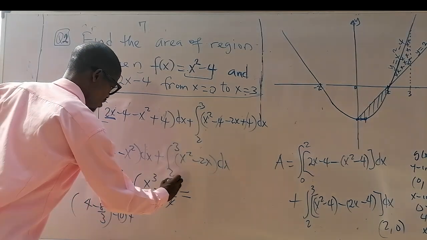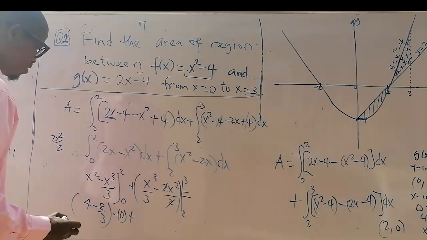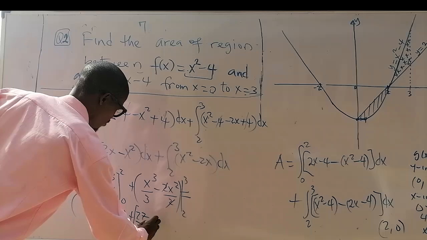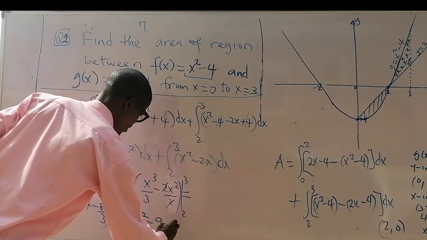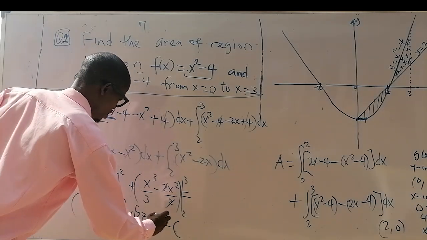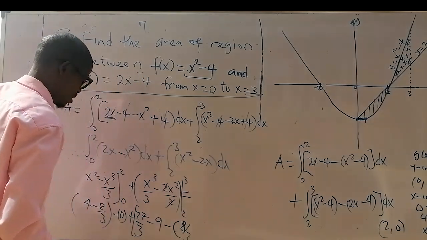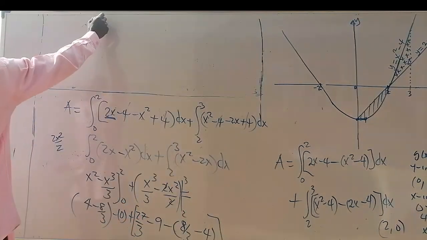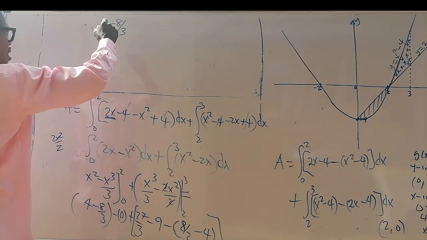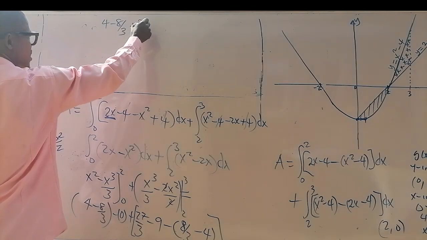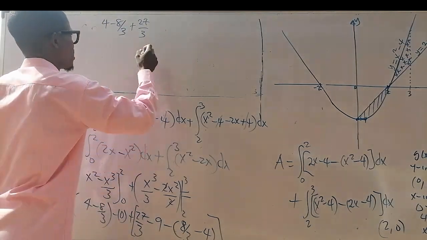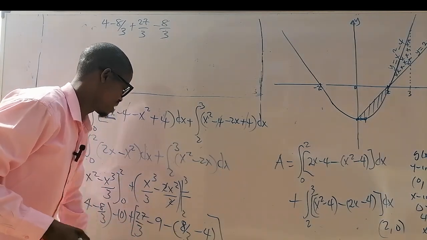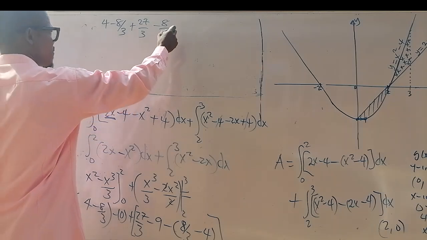For this one here, from 2 to 3, put your 3 there, that's 27 over 3 minus 9, that's the upper. Then open your brackets, put your 2: that's 8 over 3 minus 2 squared. So we have 4 minus 8 over 3 plus 27 over 3 minus 9 minus 8 over 3. Then we have minus 9 plus minus minus, that's a plus. So that's minus 5.